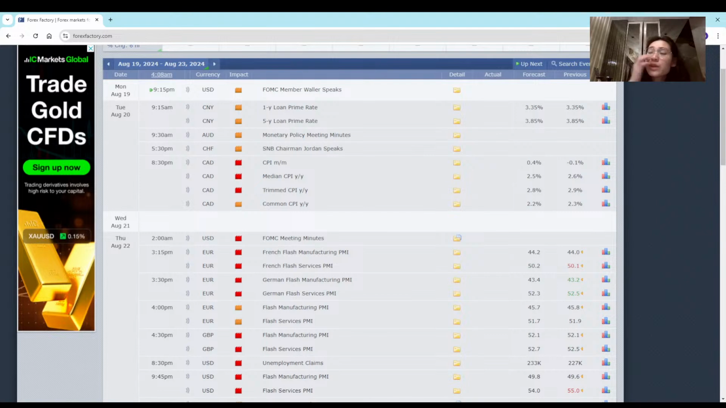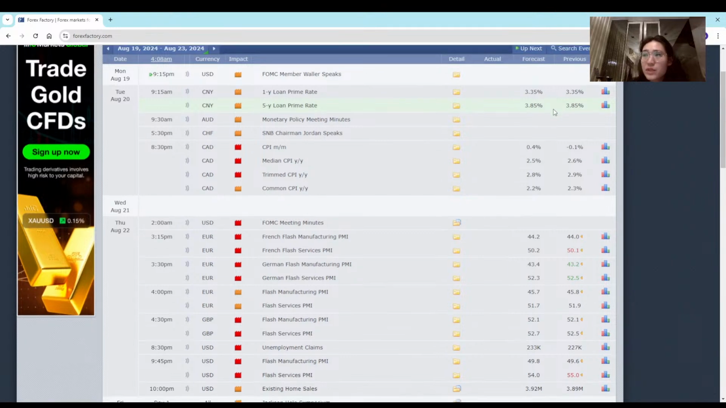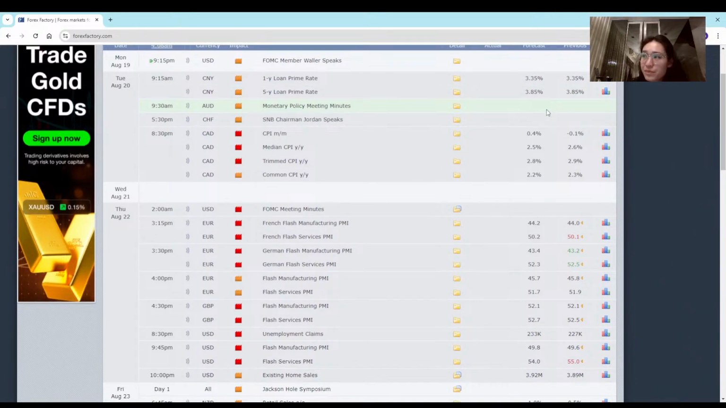So for this week, on Monday, we have FOMC member Wallace speaking. On Tuesday, we have China's 1-year and 5-year loan prime rate, which are both expected to maintain the same at 3.35 and 3.85 respectively. Australia's monetary policy meeting minutes from last week will be released.